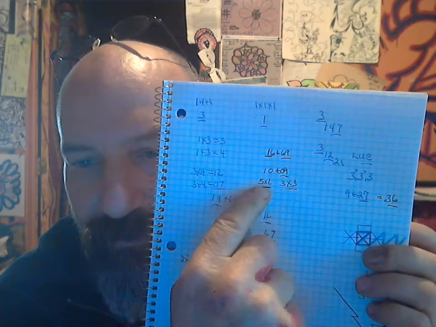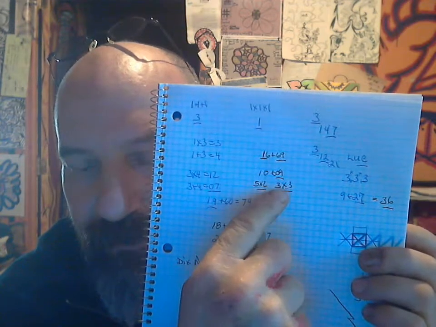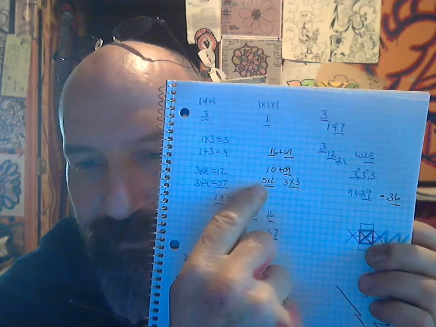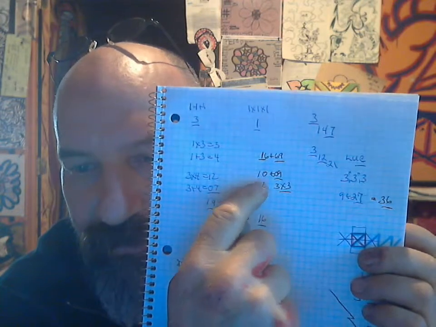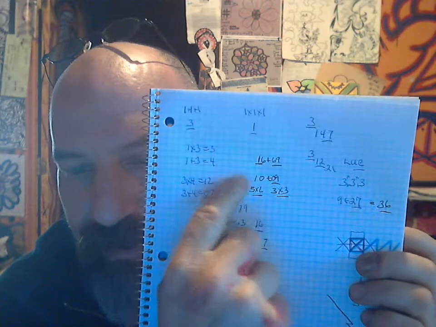5 times 2 is 10. 3 times 3 is 9. 3 and 3 is 6, makes it perfect. 5 and 2 is 7. 7 goes with 10, and 6 goes with 9. It becomes 6, 9, and 7, 10.